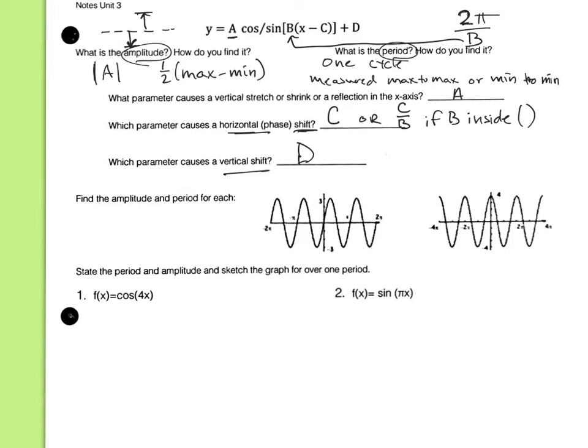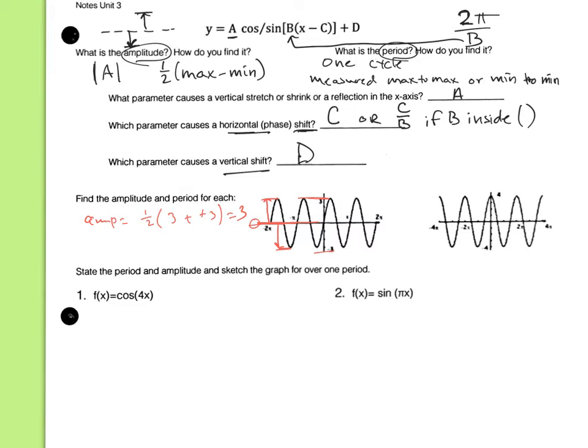Well, the amplitude is half of the max, which is 3, minus the min, which is -3. 3 minus -3. So half of 6 is 3. Or essentially, if you go from the middle, how high up does it go? Or how far down does it go? So you can see on this graph that the middle is this axis right here. This is called the theta axis.